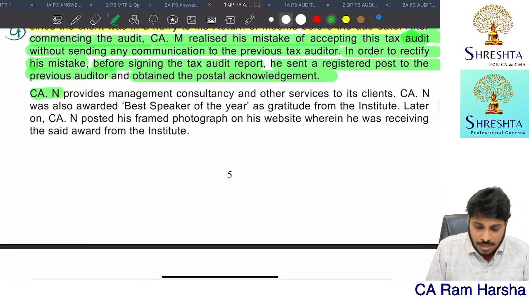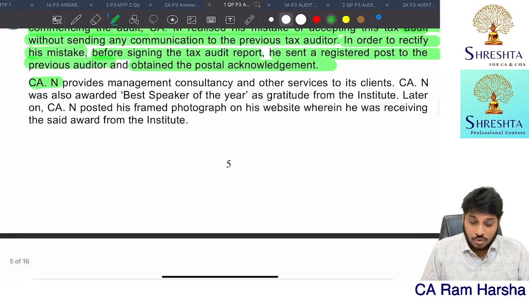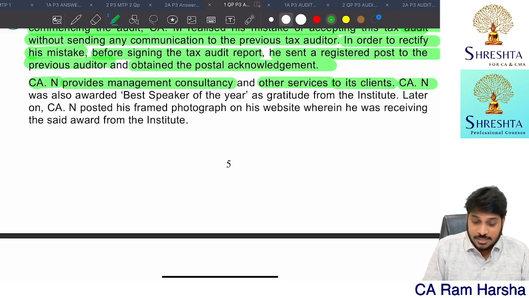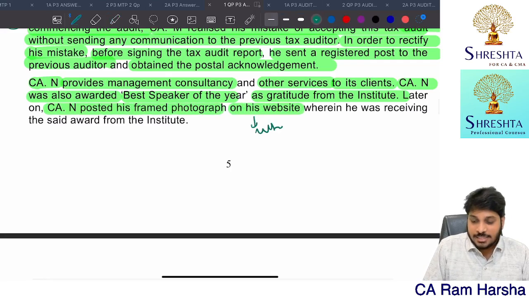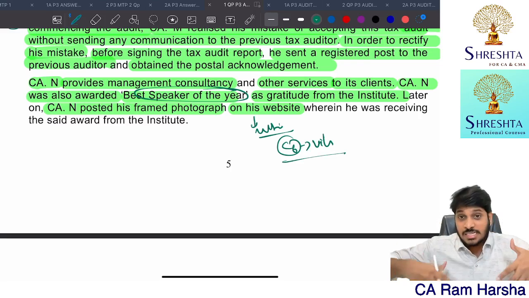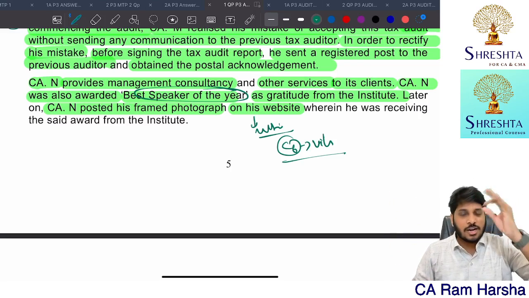Then CAN, another auditor, I think MN and Co, with 2 partners. Another partner provides management consultancy and other services to its client. CAN was also awarded Best Speaker of the Year as a gratitude from the ICAI itself. Later on, CAN posted his framed photograph on his website. Website guidelines are there. How can you post all these achievements? You cannot post. Clause number 6 violation. Any means, circular, advertisement, any other means is not permitted. You should not advertise by any other means.